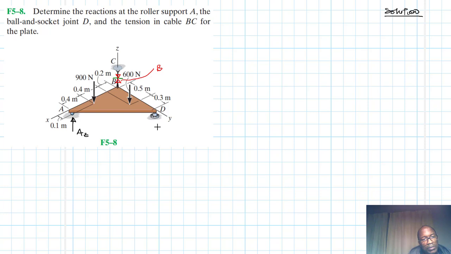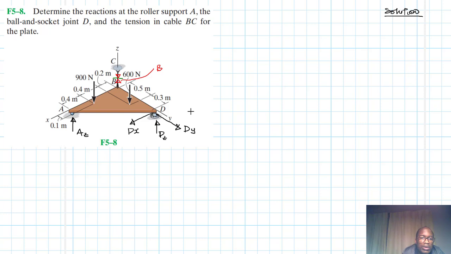And then at the ball and socket joint, we'll have three reactions. We'll have DZ, and then in the X direction, that's X, right? Let me write it properly, something like that. So that one is going to be equal to our dx, and then this direction is going to be equal to our dy.